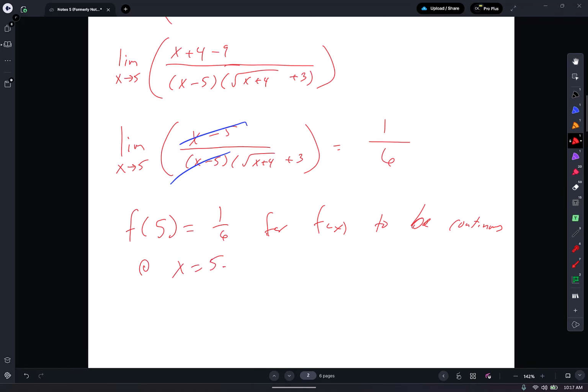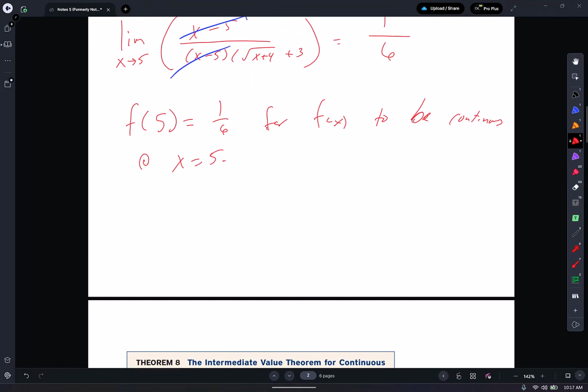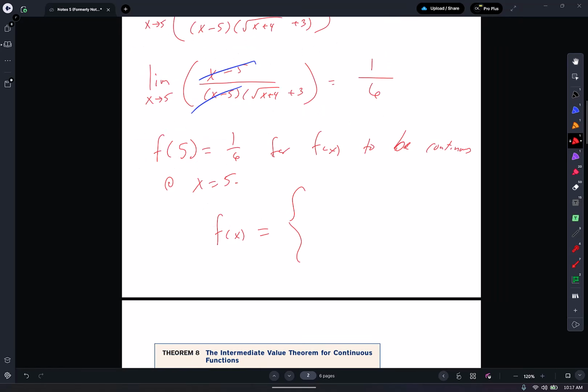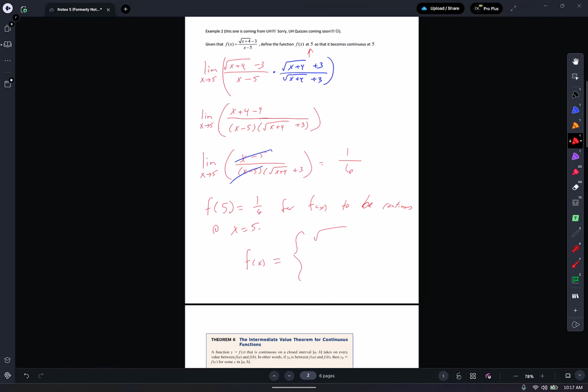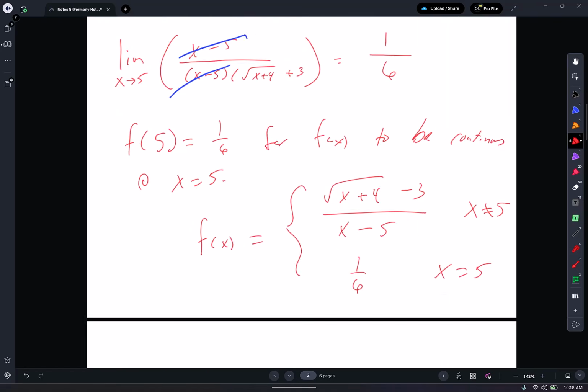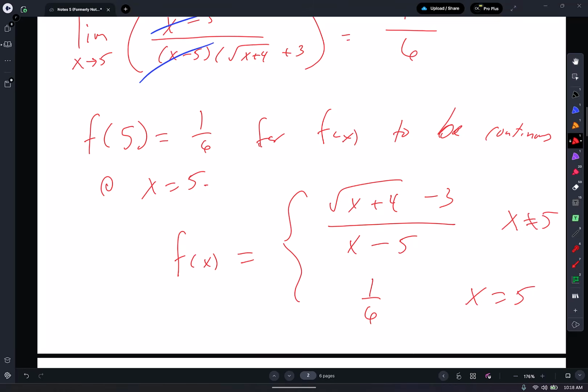If you wanted to do a piecewise function, you can. You can write f of x, and you can say, where's the function? Square root of x plus 4 minus 3 over x minus 5, as long as x does not equal 5. And then you can write 1/6 if x equals 5. And there it is. There's your function. And let me zoom in so you guys can see.